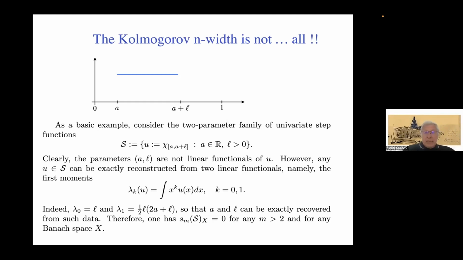So A and L can be recovered exactly from the 2 averages that are linear functionals of u, but they are not linear functionals of u themselves, because if L is equal to lambda 0, then A is lambda 1, 2 lambda 1 divided by L divided by 2 minus L, something like this. Therefore, this means that the sensing width of S is equal to 0 for every n larger than 2. Which is very convenient.